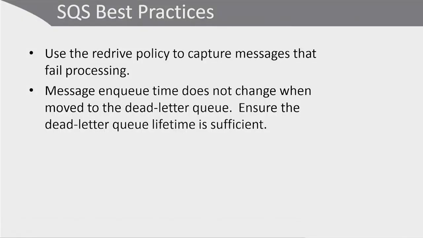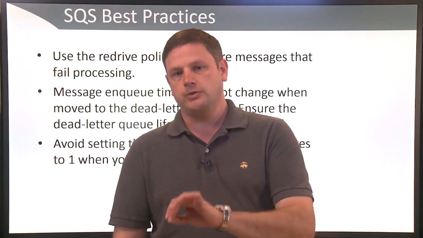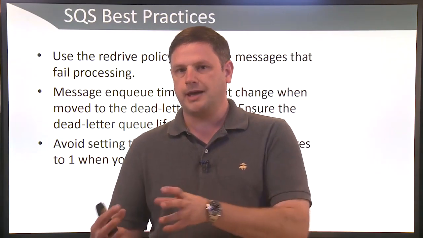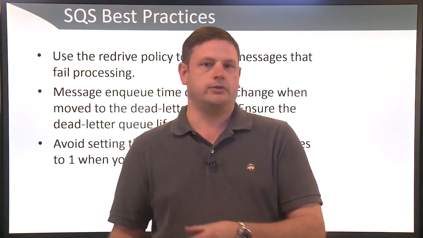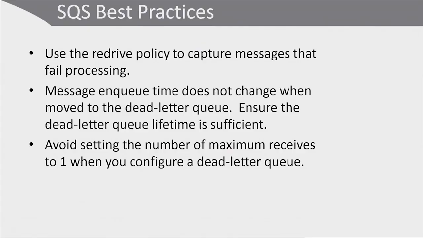Make sure that the lifetime is sufficient to account for how long it might have sat in the actual source queue. And avoid setting the number of maximum receives to 1 in the dead letter queue, because if it goes into the dead letter queue, that means something happened to where it wasn't successfully processed from that main source queue. So whenever you start up your application in order to investigate that, you don't want the maximum receives to be hit very quickly, because then you'll lose the message. You won't be able to investigate why that happened.